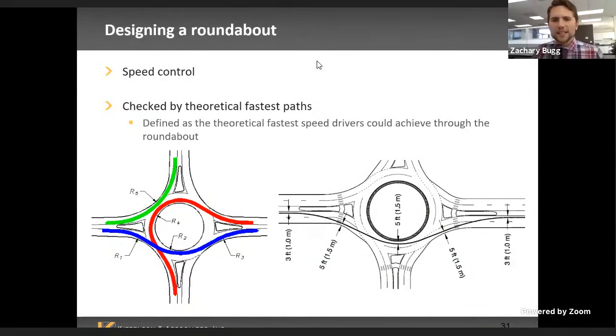So, speed control. This is just an idea of how to draw what's called the theoretical fastest path. One of the purposes for having these types of webinars is to really show you all what we do day to day at work. This is something that I do probably every week at work when I'm doing a roundabout peer review or design, is I plot these speeds through the horizontal layout of a roundabout.